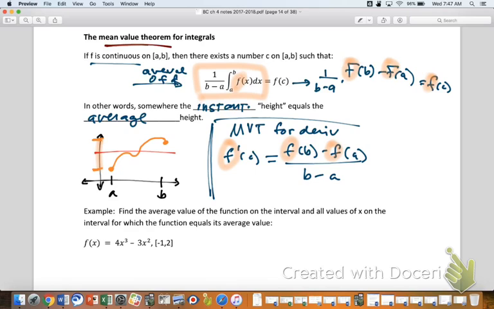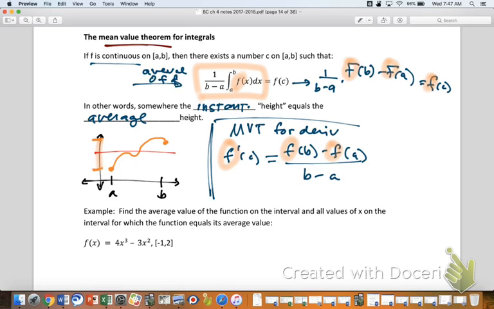You don't need to have it be differentiable for the MVT for integrals to work, simply because it's okay to have sharp points in there and still have an average and hit that average. For derivatives, a little bit different, of course. I just want to show you, it's the same thing. It's the same relationship, just manipulated a little bit to reflect a different goal of average value versus average slope. Anyways, that was all just extra credit.